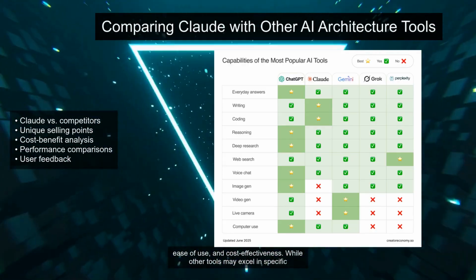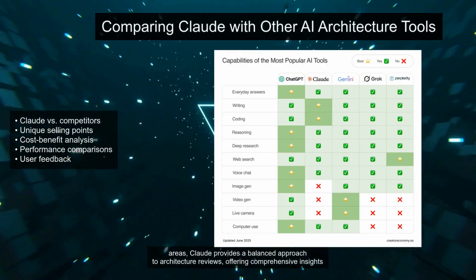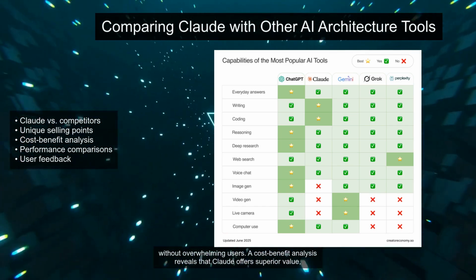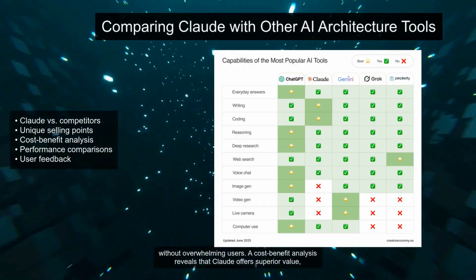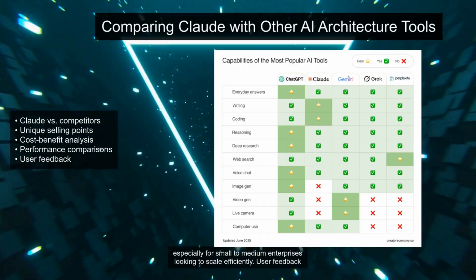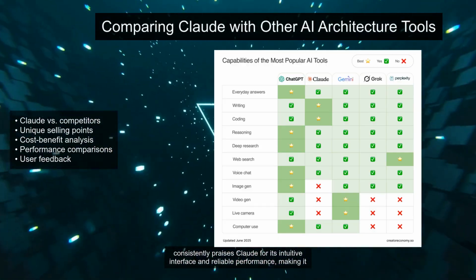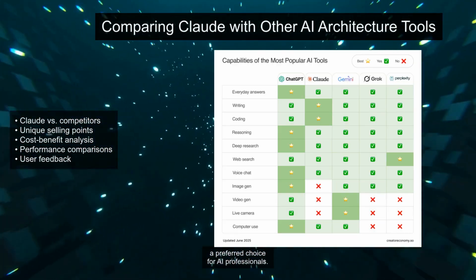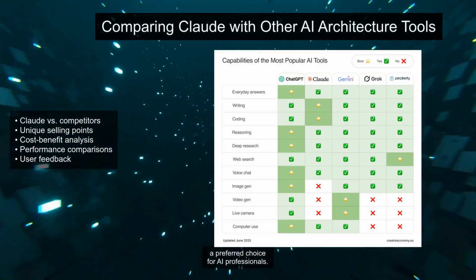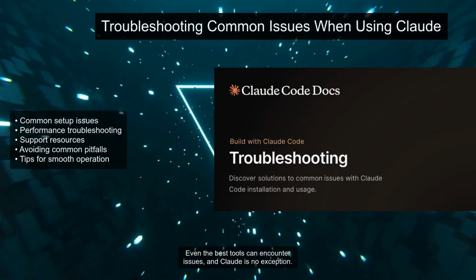While other tools may excel in specific areas, Claude provides a balanced approach to architecture reviews, offering comprehensive insights without overwhelming users. A cost-benefit analysis reveals that Claude offers superior value, especially for small to medium enterprises looking to scale efficiently. User feedback consistently praises Claude for its intuitive interface and reliable performance, making it a preferred choice for AI professionals. Even the best tools can encounter issues, and Claude is no exception.